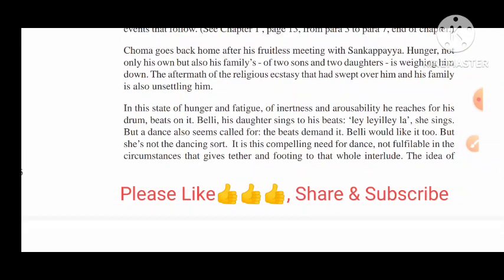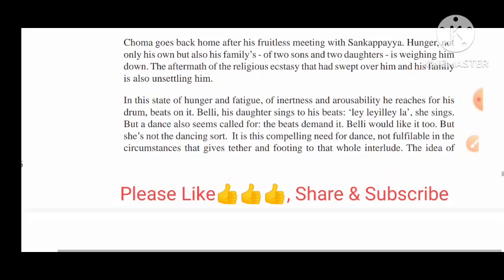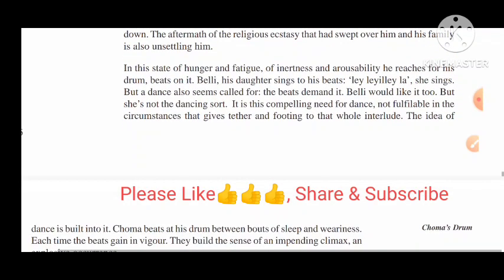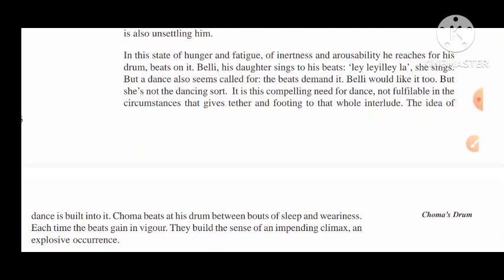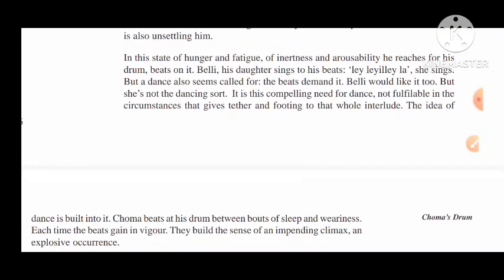The aftermath of the religious ecstasy that had swept over him and his family is also unsettling him. In this state of hunger and fatigue, of inertness and irascibility, he reaches for his drum, beats on it. Beli, his daughter, sings to his beats. Le, la. She sings, okay? Le, la, she sings, but a dance also seems called for. The beats demand it. Belli would like it too, but she is not the dancing sort.